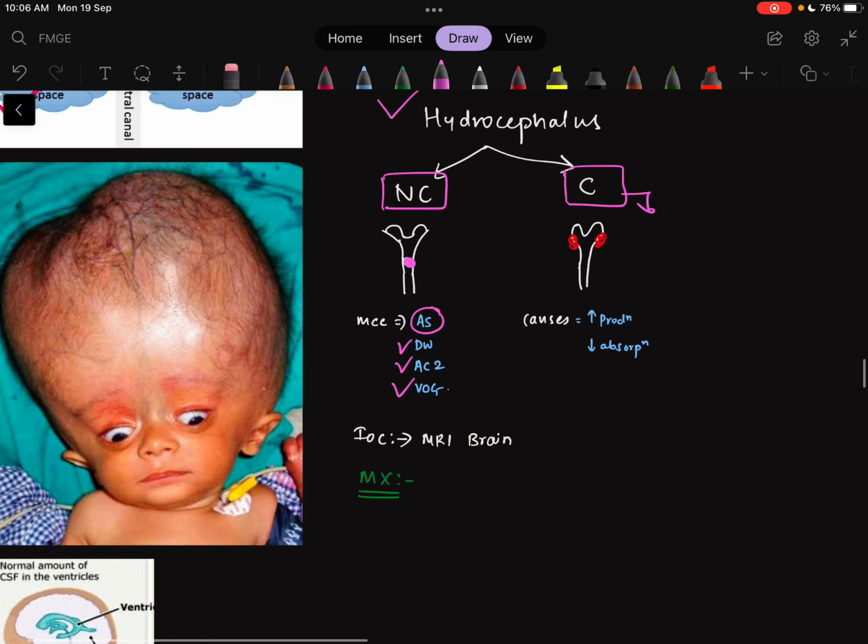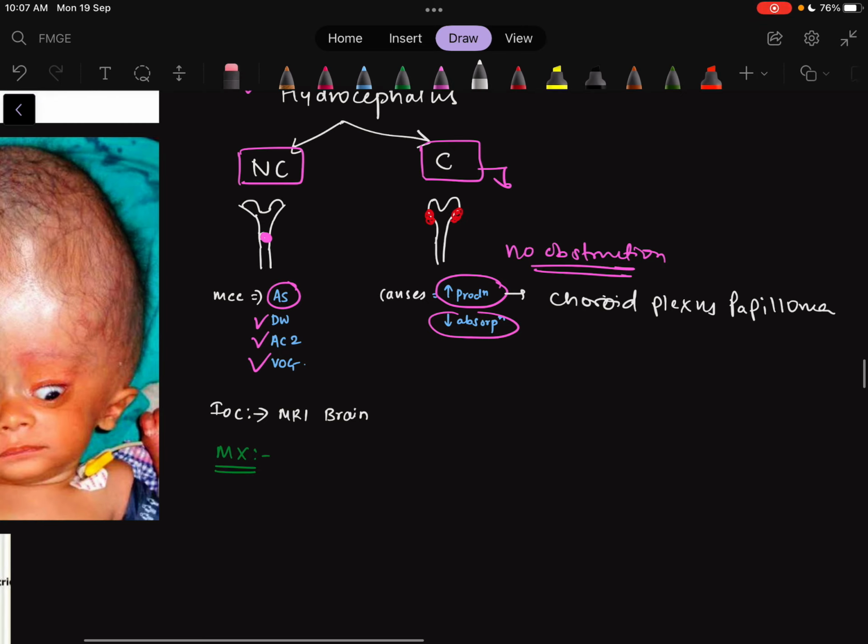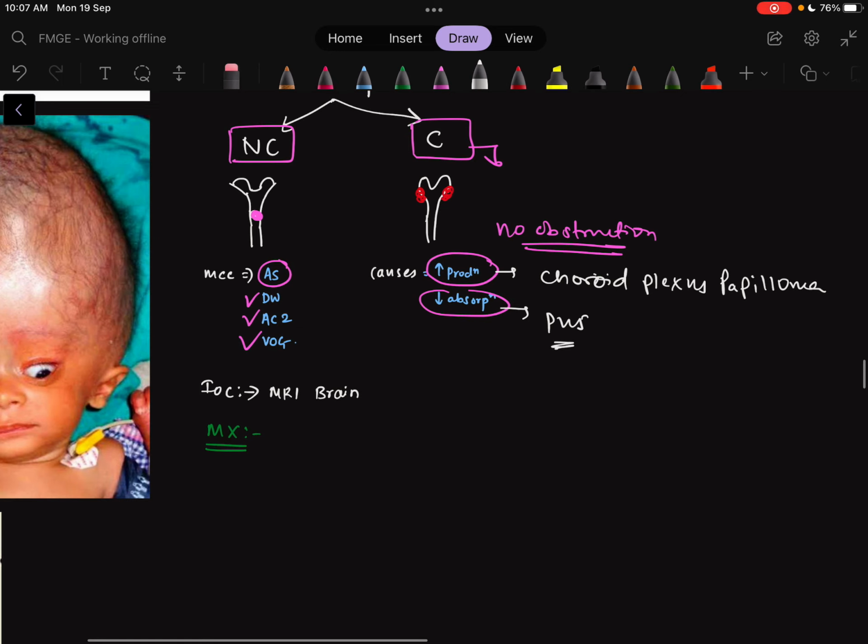In communicating type, there is no any obstruction. Then why CSF is increasing? It is due to increased production or decreased absorption. Increased production due to choroid plexus papilloma, that is tumor of these cells, will cause increased production. Decrease of absorption due to the pus which is formed in meningitis, mostly bacterial meningitis.